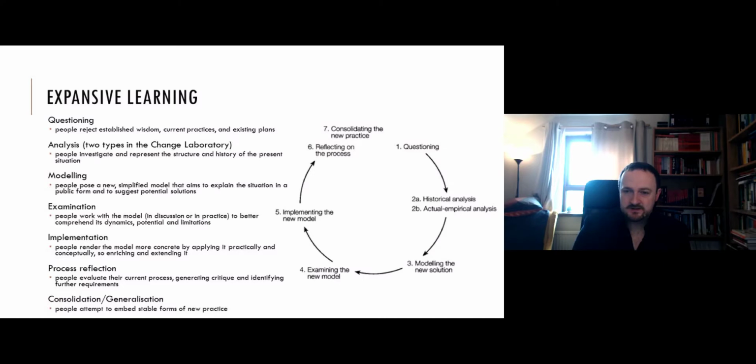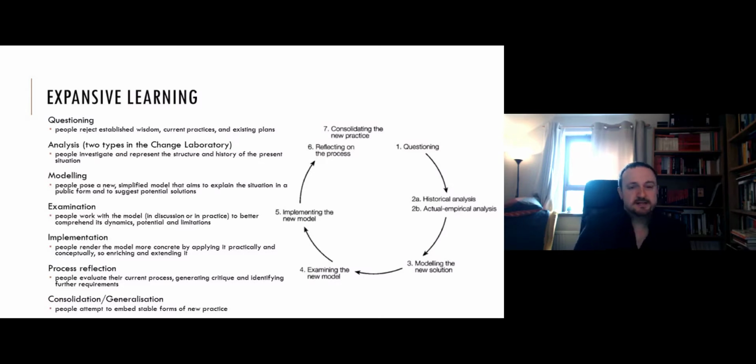And actually, therefore, one of the early things we might do if we were trying to create expansive learning is to help people to look at what the established wisdom is and what the shortcomings in that are.